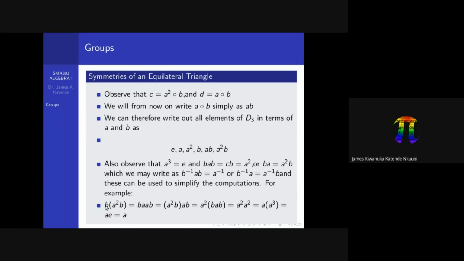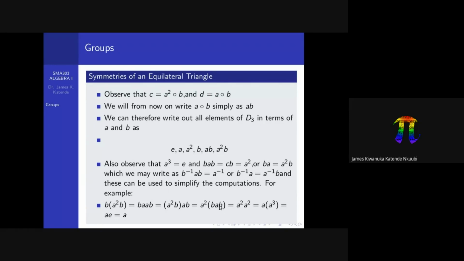So using associativity, I can put my brackets anywhere, and I know that A squared is the same as A composed with A. And I know that BA, using this relation here, BA is equal to A squared B. So I can replace BA with A squared B. And now using the property of associativity, I can shift my brackets here. And I know BAB, which is here, BAB is the same as A squared.